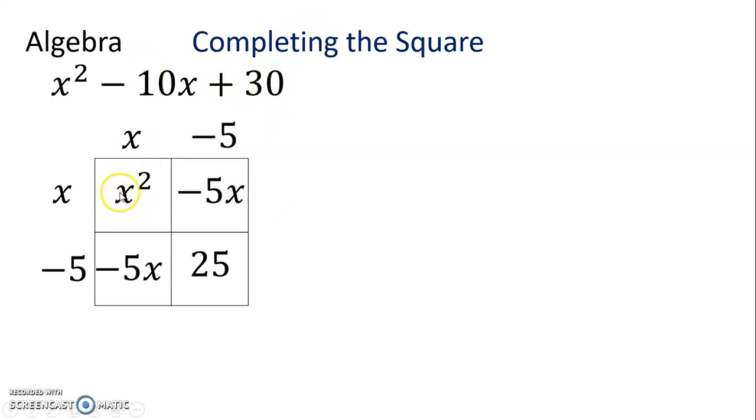So I've got the x squared I need, I've got the negative 10x in total that I need, but at the moment I've only got 25. So I need this to make a total of 30. So could you pause the video and see if you can work out what needs to be in the green box? And then can you write down what this expression is identical to in completed square form?